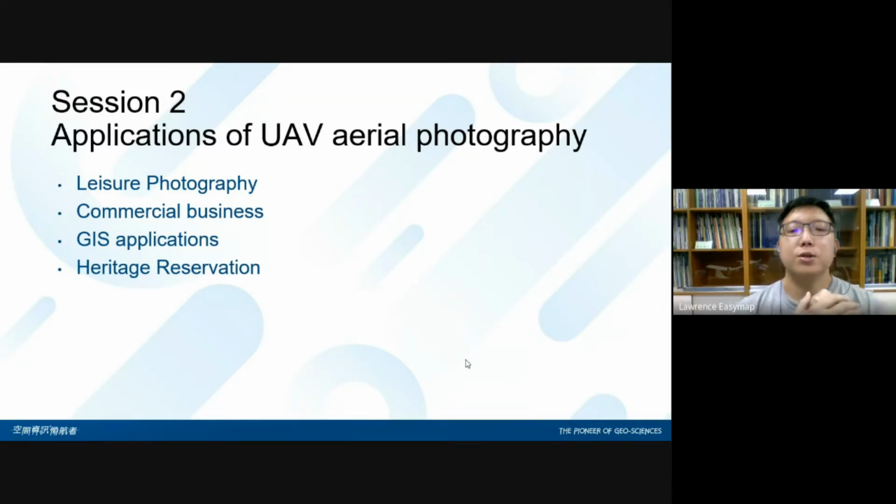Okay, so here we come to session 2. I'm going to talk about a couple of the applications of UAV aerial photography. First of all, what comes to my mind is that it can be for leisure, for fun photography. And secondly, commercial business, GIS application, and heritage preservation. So I will go through them one by one.